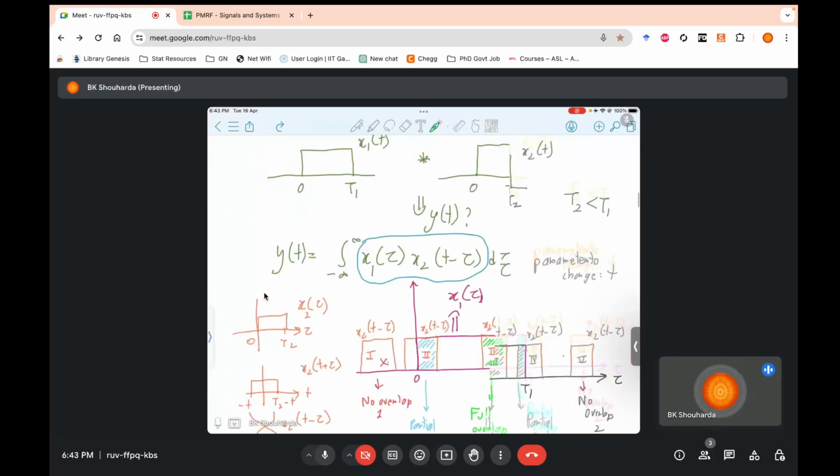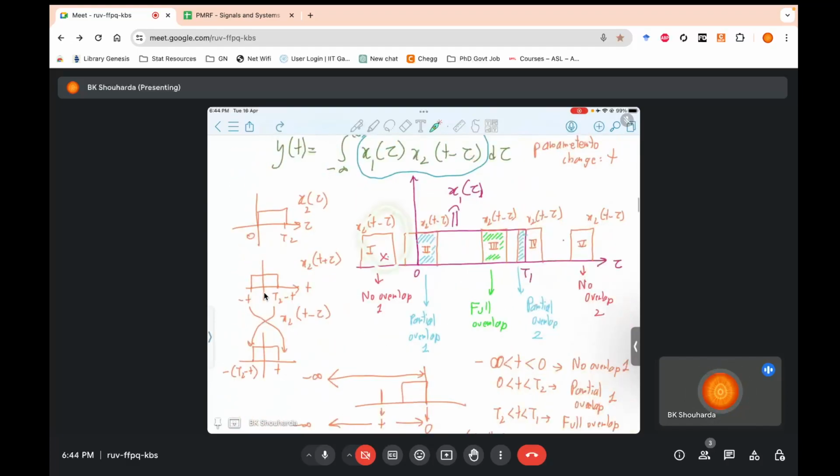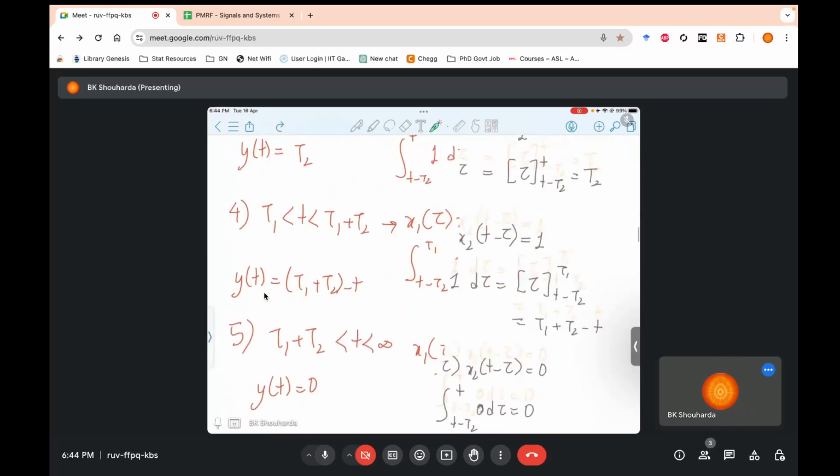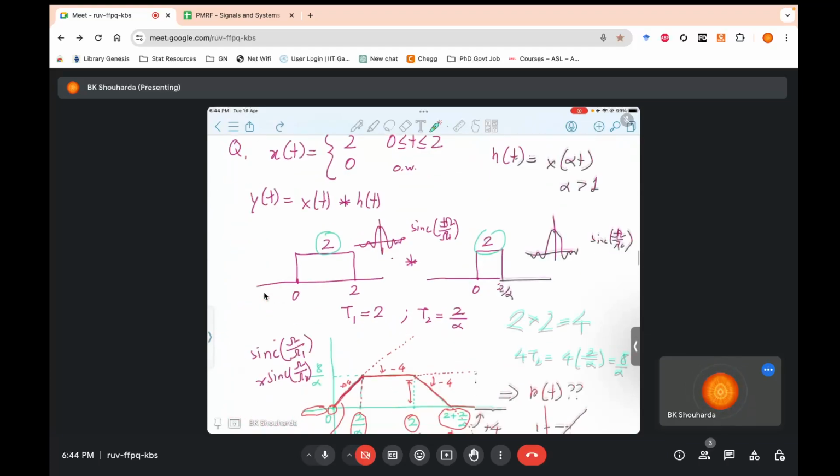Okay, this is derivation, so you can ignore this. Okay, so I had shown how the convolution integral actually takes place by sliding this rectangle throughout the signal space. So this was the convolution of two rectangles.